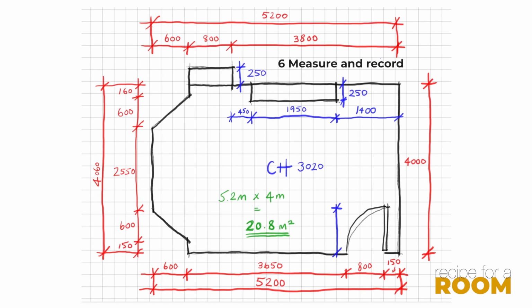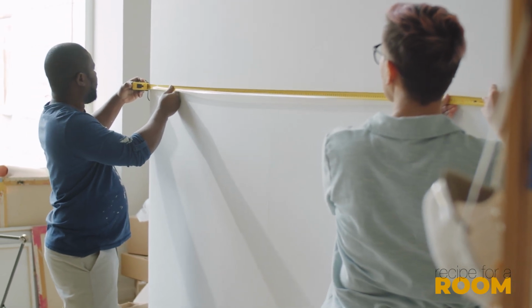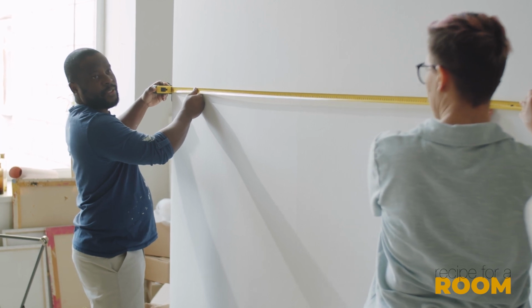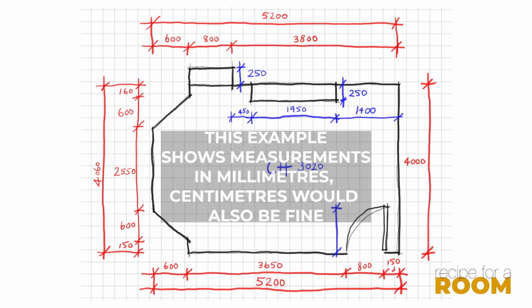Step 6 is the actual measuring. In an ideal world, you'd have somebody along to help you. One of you would measure and the other one would record, but of course you can also easily do this on your own. This example is in metric, and in a minute I'll show you an example in imperial.